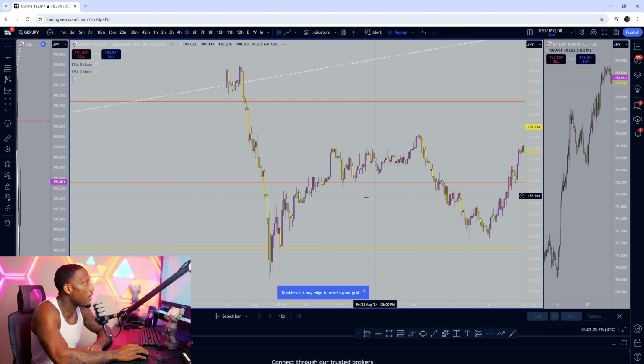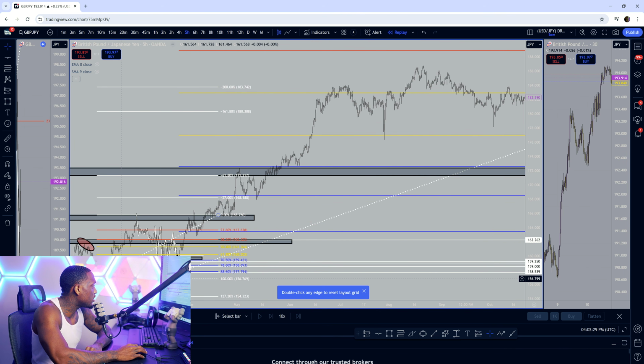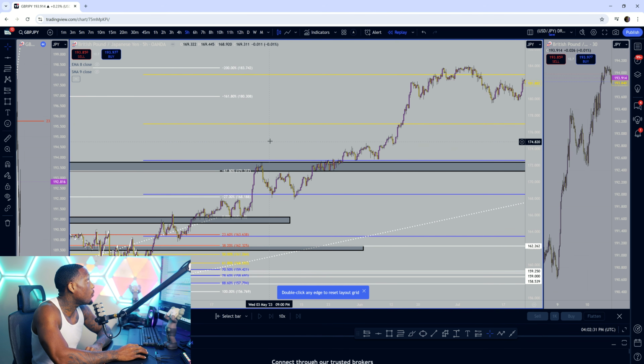Let's go back to the 5-hour. Let's look at it all in flourishing, right? And now we're beginning to see the setup come into play. Cool. Now we're going to go to our entry time frames.